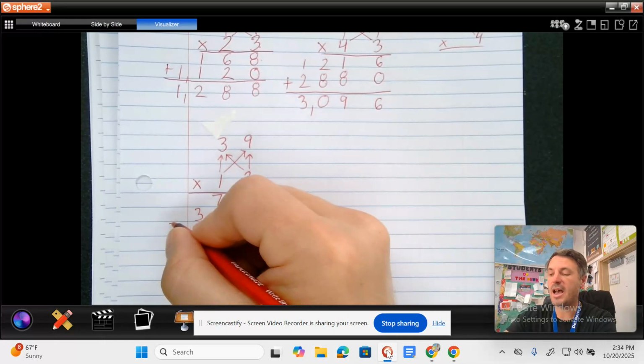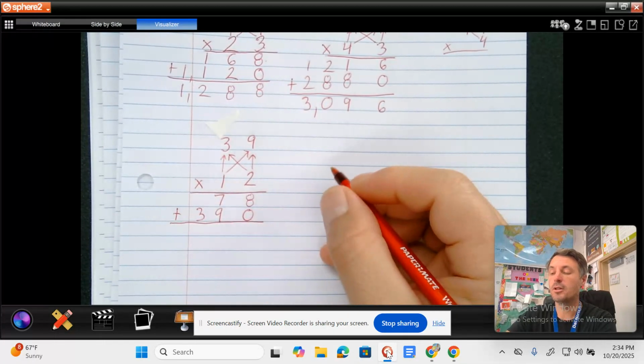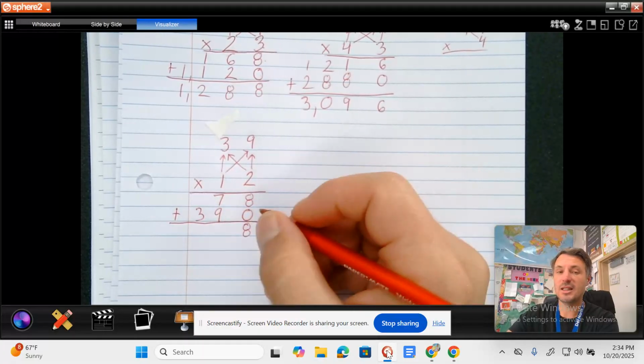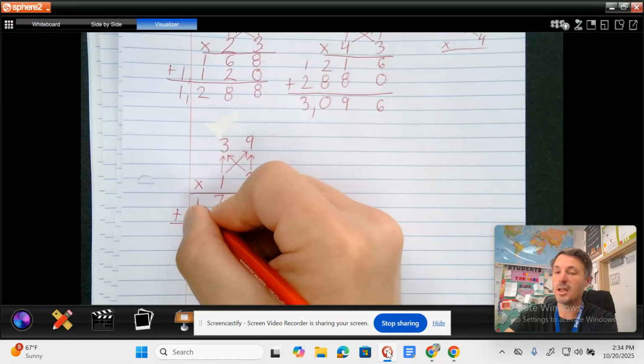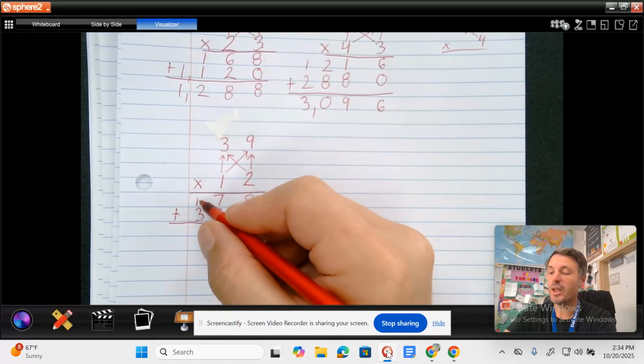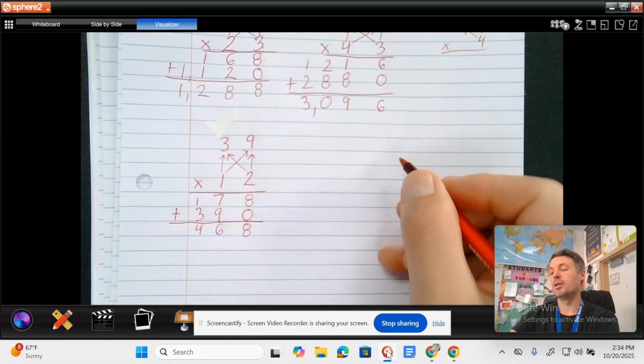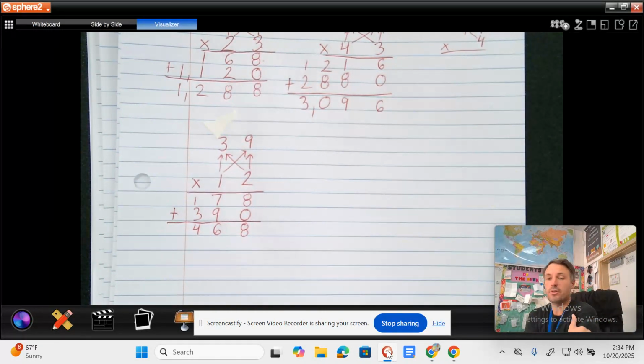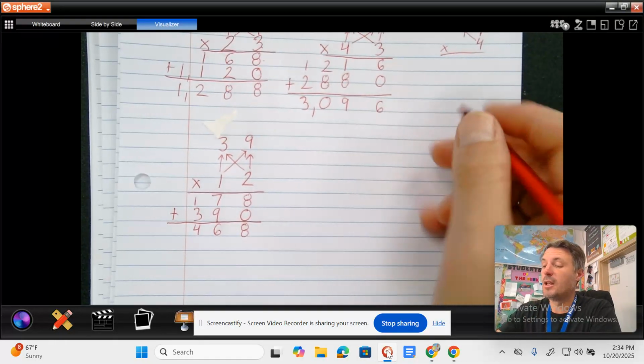After that, we add our partial products together. 8 plus 0 is 8. 7 plus 9 is 16. We put our 6 here, we carry our 1. And 1 plus 3 is 4. So the answer is 468. Let's do one more together, and then I will give you a couple to do independently.